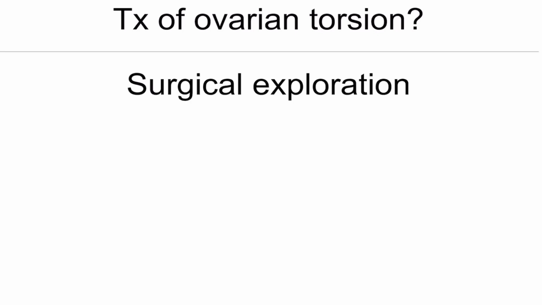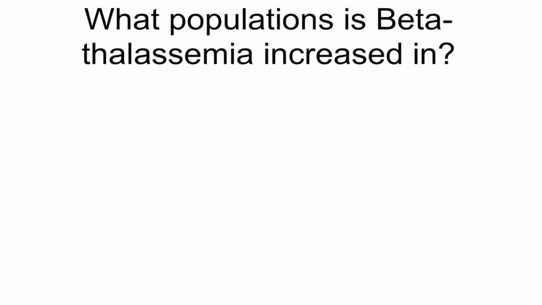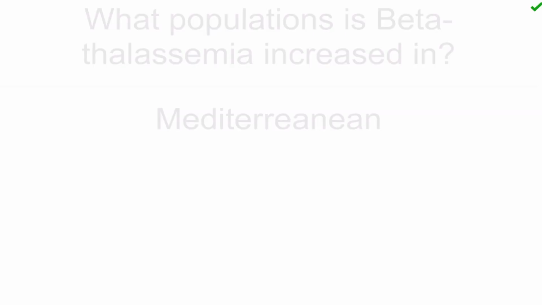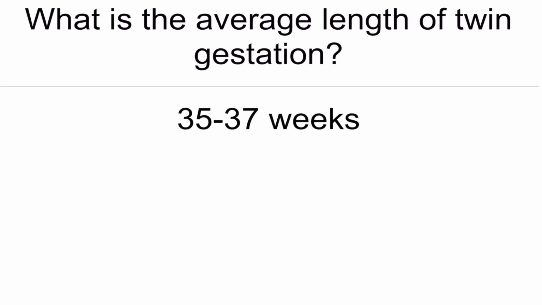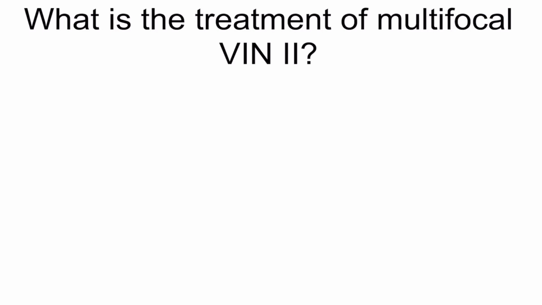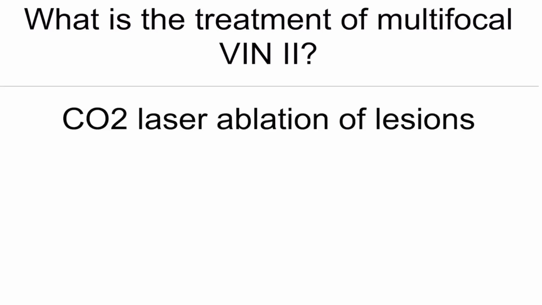Surgical exploration. What populations is beta thalassemia increased in? Mediterranean. What is the average length of twin gestation? 35 to 37 weeks. What is the treatment of multifocal VIN2? CO2 laser ablation of the lesions.